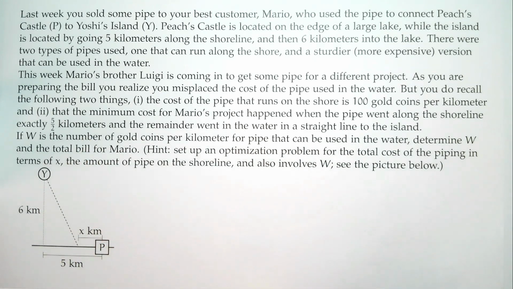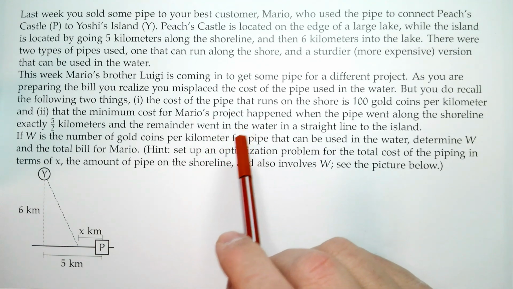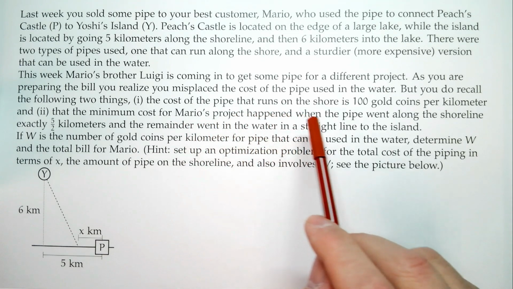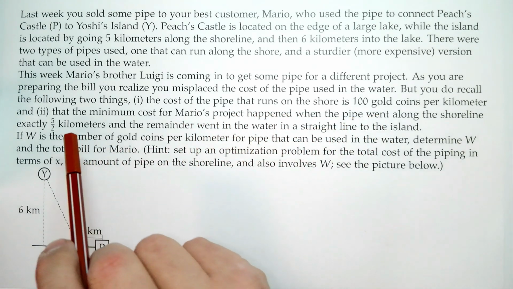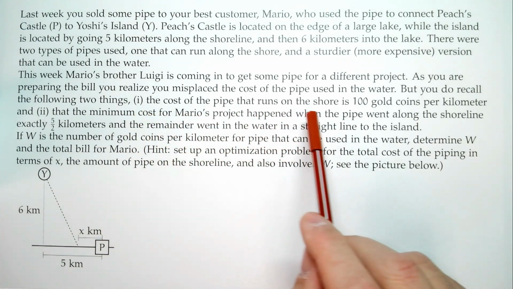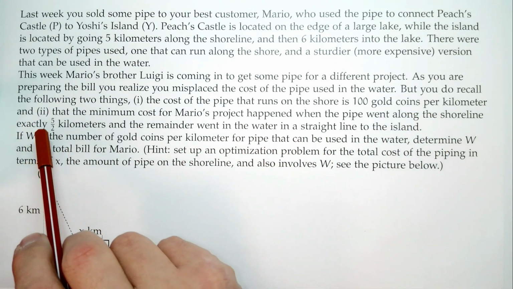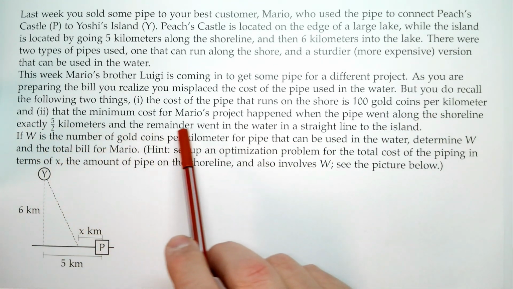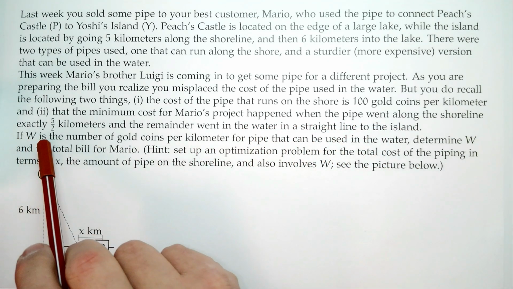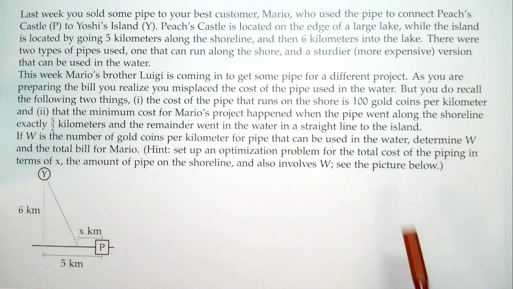Now this week Mario's brother, Luigi, is coming to get some pipe for a different project. As you are preparing the bill, you realize you misplaced the cost of the pipe used in the water. But you do recall the following 2 things. Number 1, the cost of the pipe that runs on the shore is 100 gold coins per kilometer. And number 2, that the minimum cost for Mario's project happened when the pipe went along the shoreline exactly 5 kilometers, and the remainder went in the water in a straight line to the island.